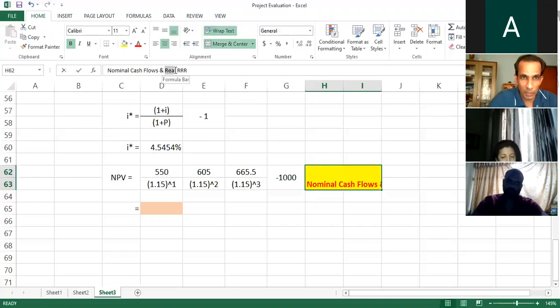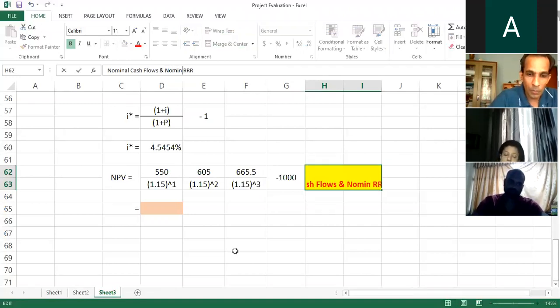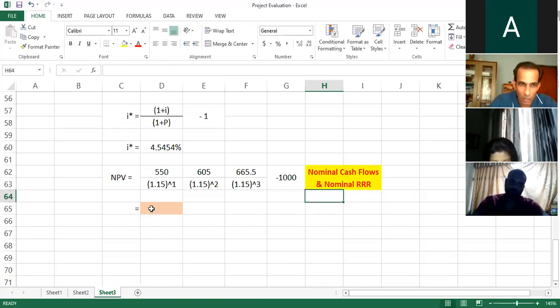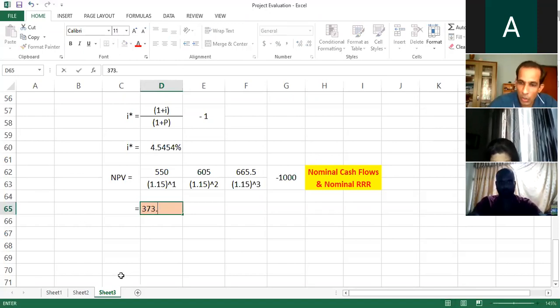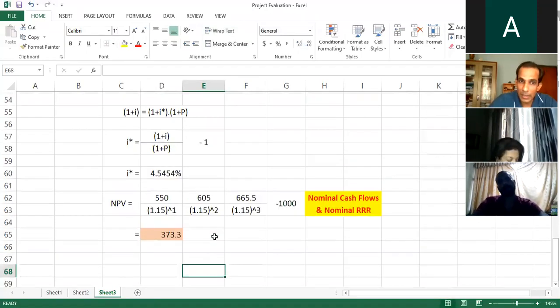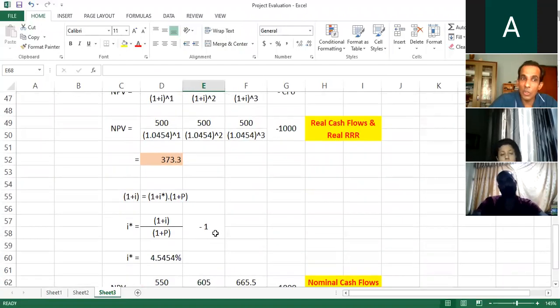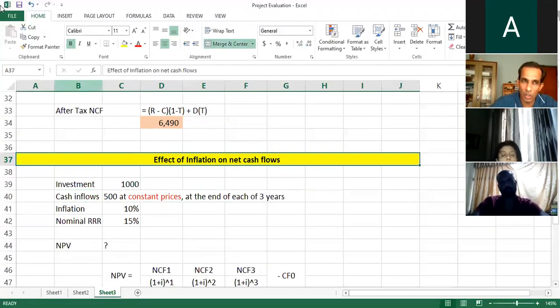So what is the method we use here? Nominal cash flows and nominal required rate of return. What is the answer? Same answer. You will get exactly the same answer. That means you can see the effect of inflation on cash flows.